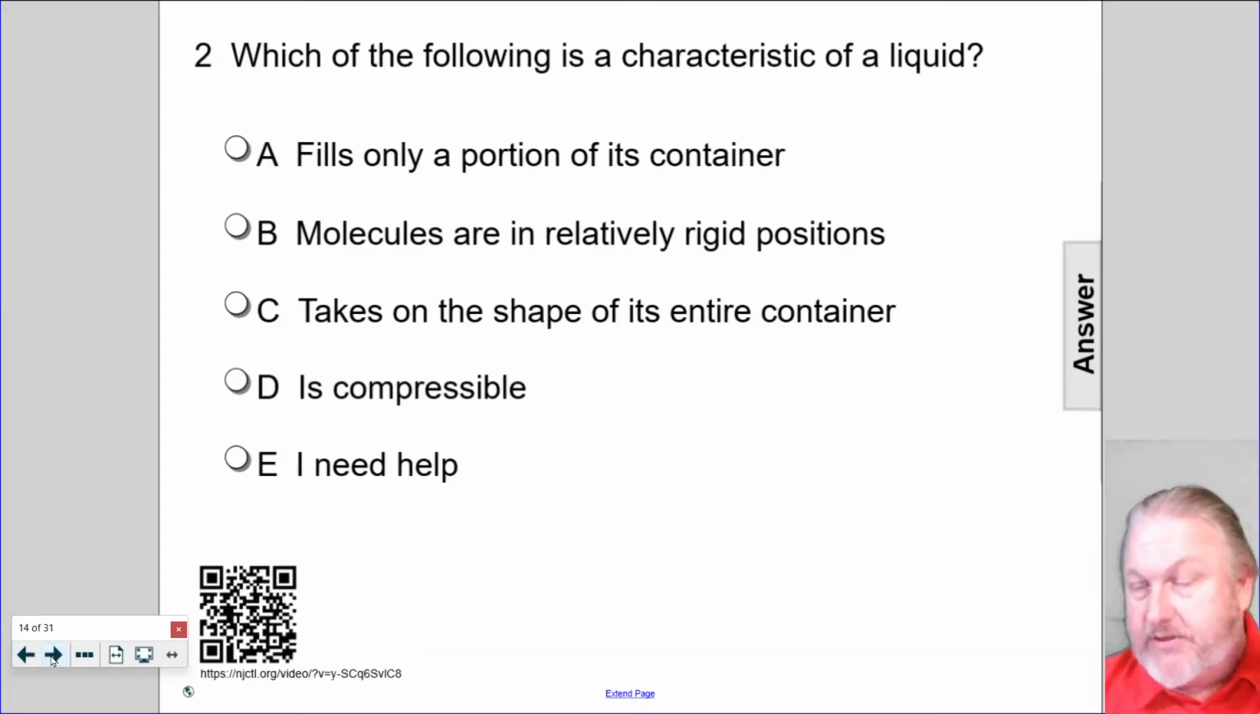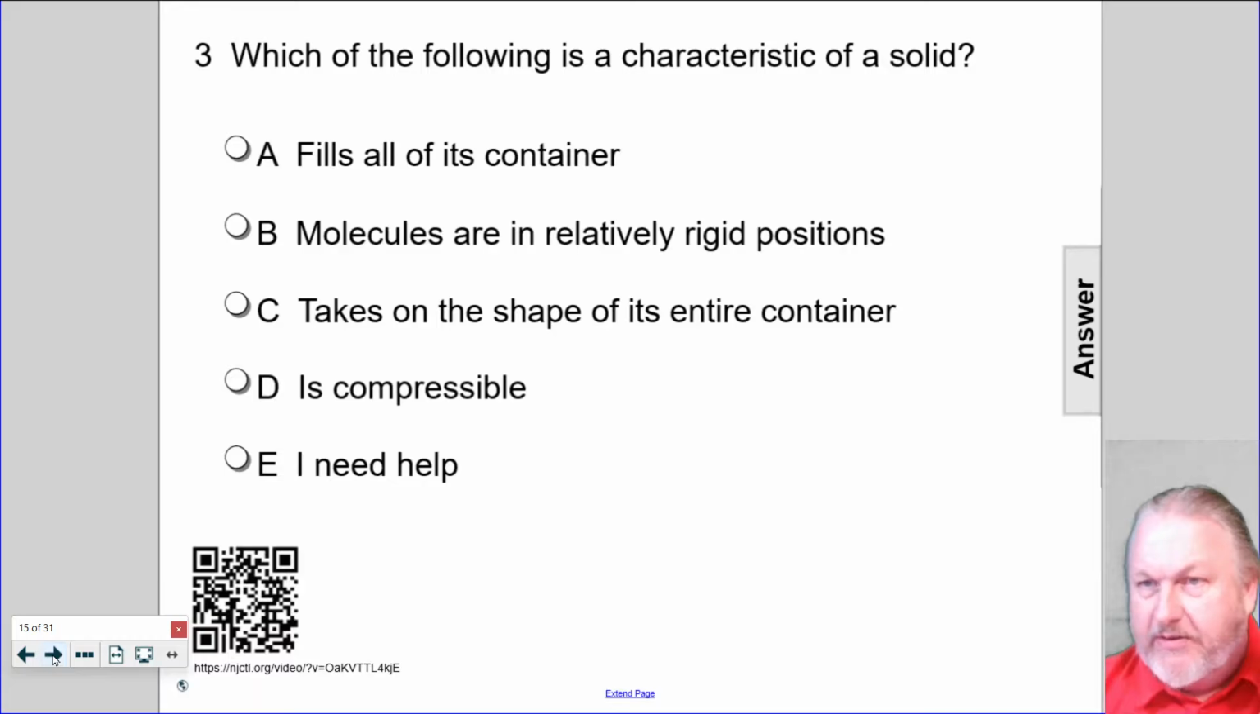Which of the following is the characteristic of a liquid? Take a moment and think. Well, that would be A. It will fill only a portion of its container. It's not compressible. It does not take the shape of the whole container.